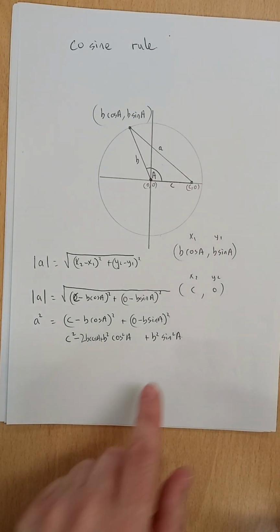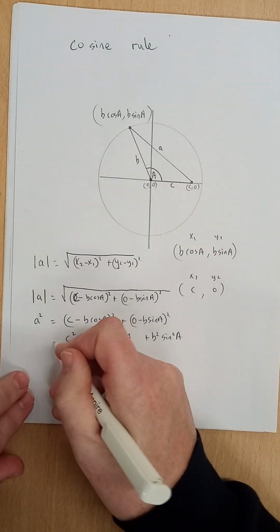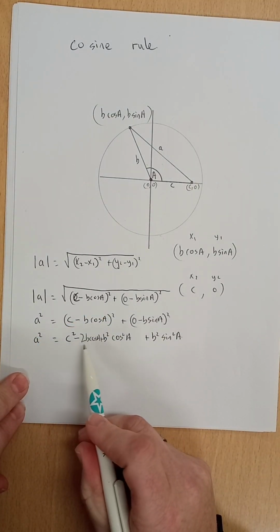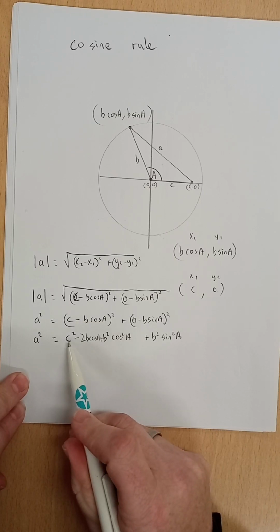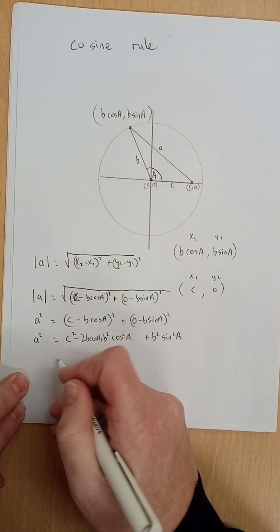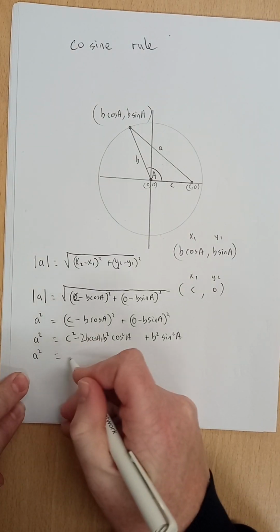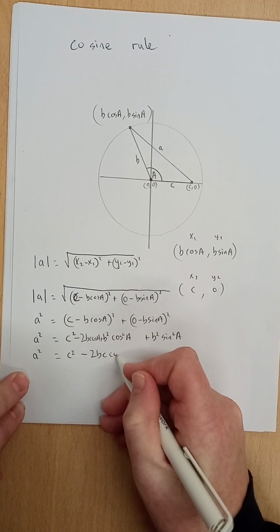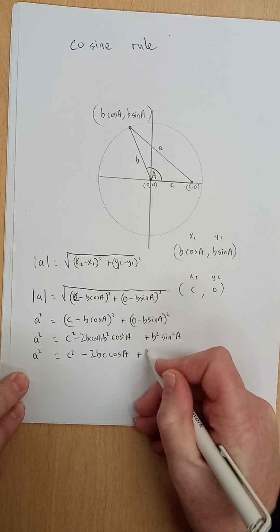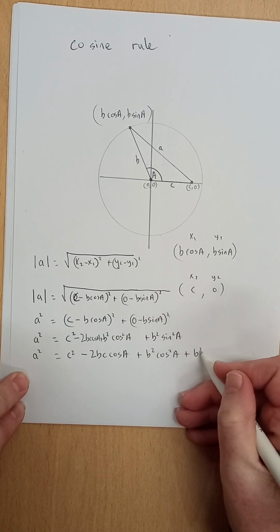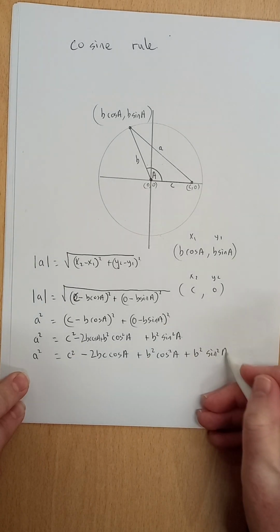Okay, so now that I've done that, let's see what I've got. And that's still equal to a squared. So let's have a look and see what I've got. Okay, so what I can see here is I've got a 2bc cos a. So I'll just write that all down there again. a squared is equal to c squared minus 2bc cosine of a plus b squared cosine squared of a plus b squared sine squared of a.